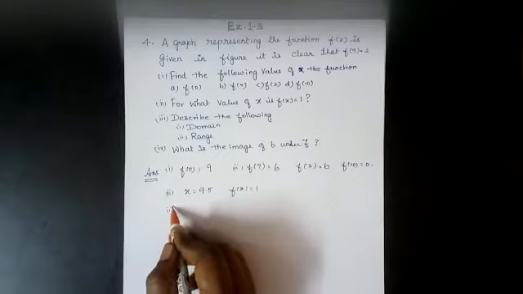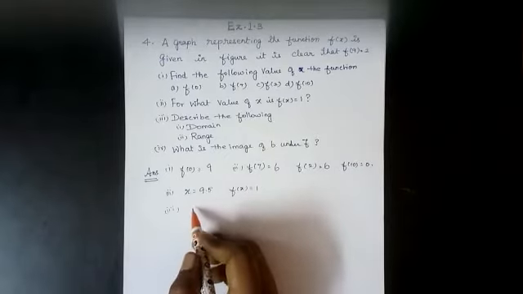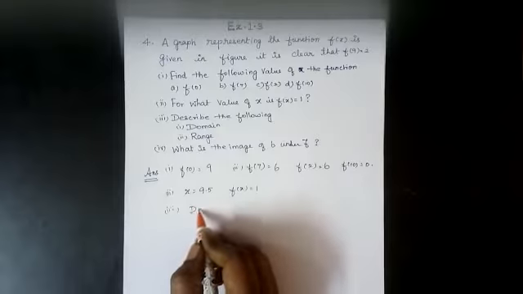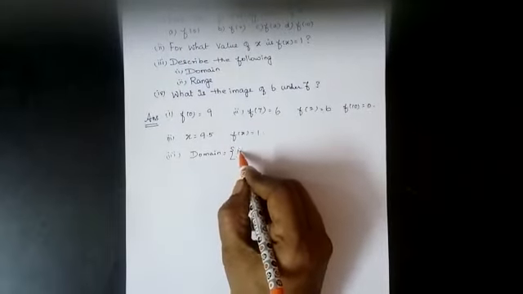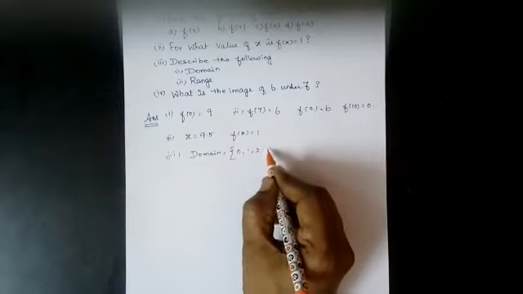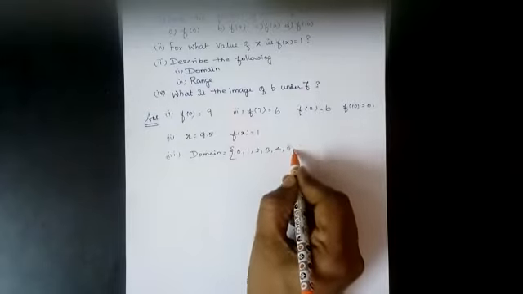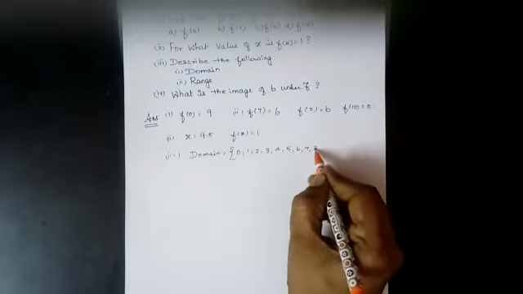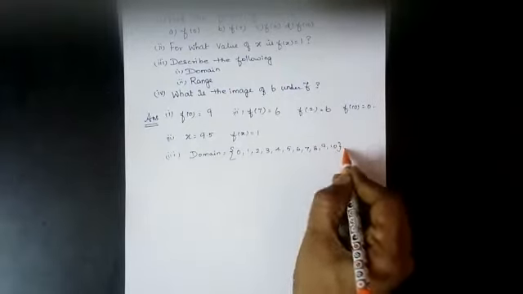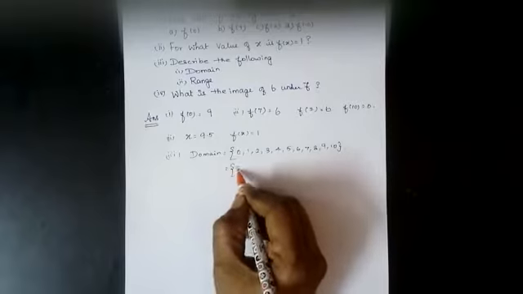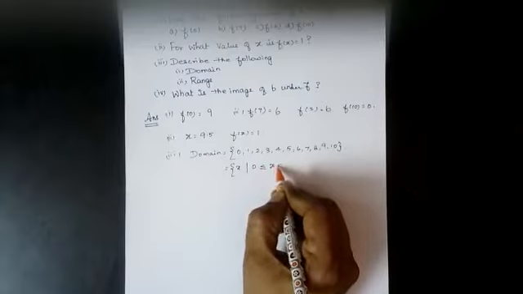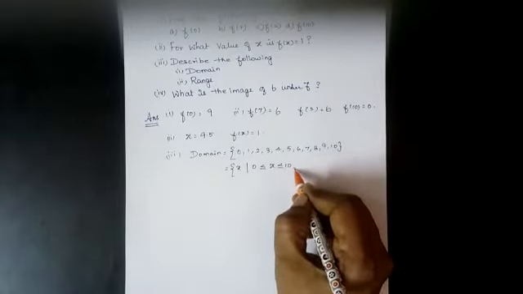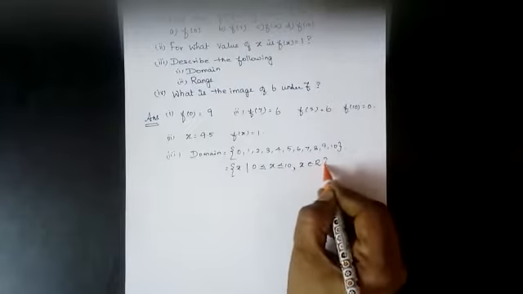The third one is to describe the following domain and codomain. So domain is the values of x, as I have said already. So x is equal to 0, 1, 2, 3, 4, 5, 6, 7, 8, 9 and 10. It can also be described as x such that x lies between 0 and 10, for x belongs to R.